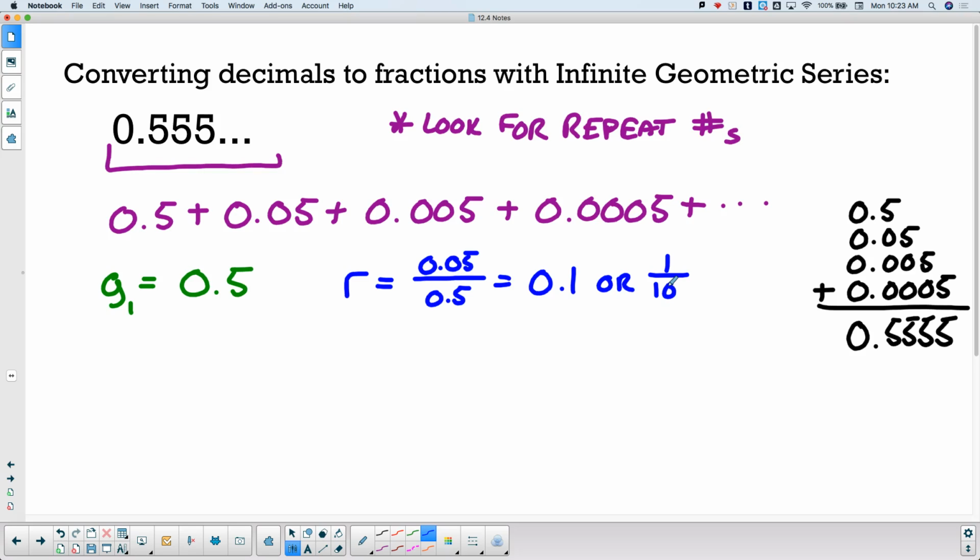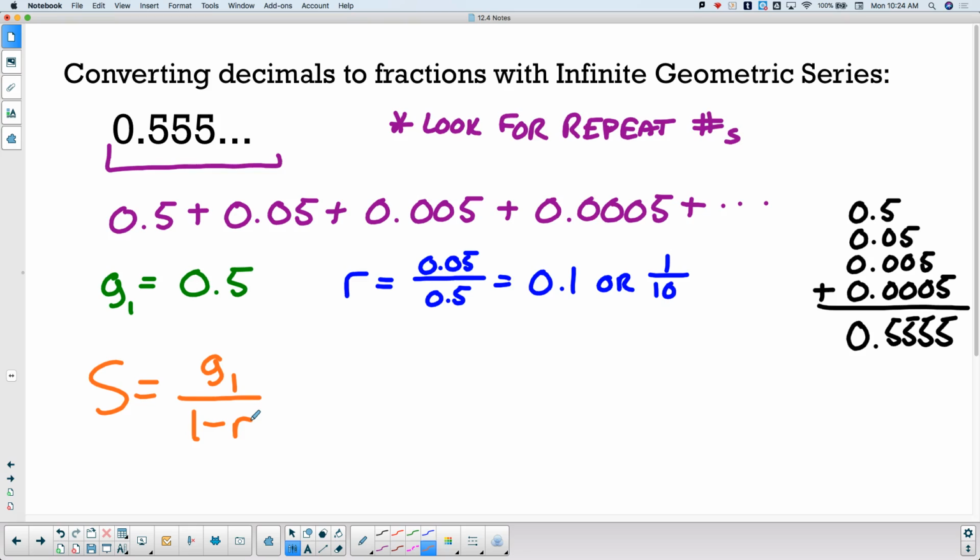Does that fall in my range where I can find the infinite sum? Yes. Yeah, that falls in my range. That's in between 1 and -1. Okay? So now we can go to our sum formula, which was G sub 1 divided by 1 minus R.